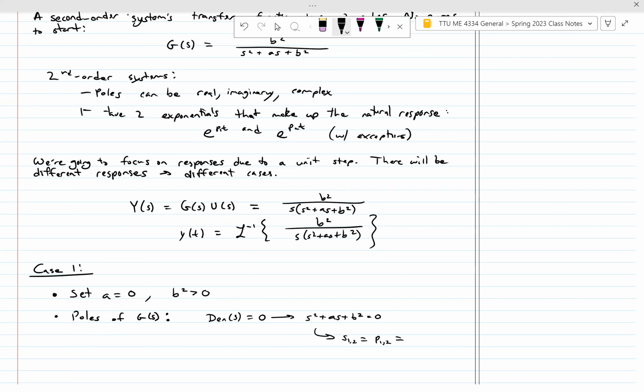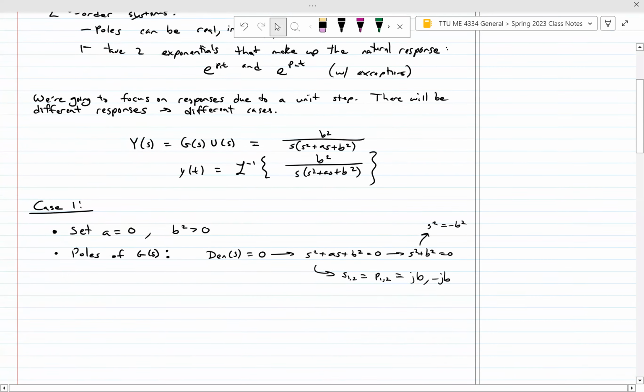BI or BJ is what I tend to use here, right? So this is S squared plus B squared is equal to 0, right? We're going to have a negative B squared. S squared is equal to negative B squared. So we take the square root of that, and we're going to get an imaginary number. So we get P1 and P2 going to be JB and negative JB, or IB and negative IB, whatever you want to call it, but that's our imaginary number.